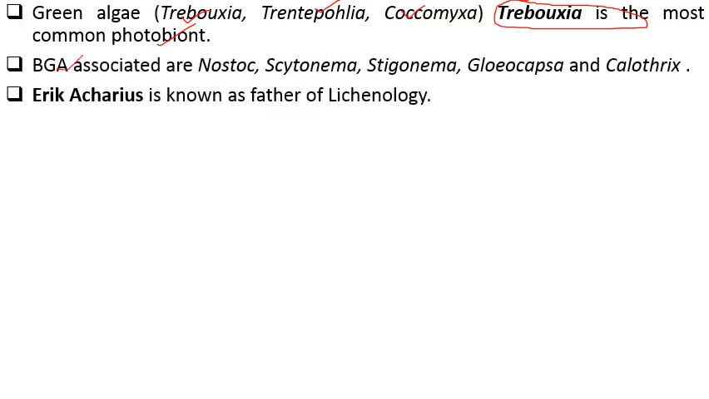The blue green algae associated to form lichens include genera like Nostoc, Scytonema, Stigonema, Gloeocapsa and Calothrix. So these are some of the most common blue green algae found in lichens.